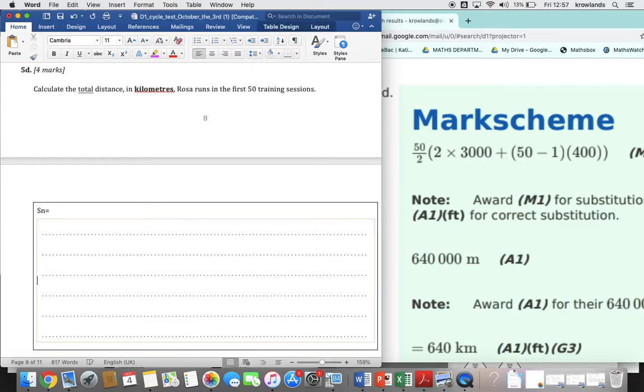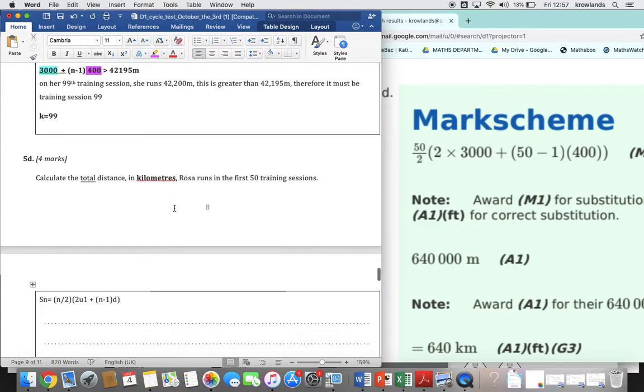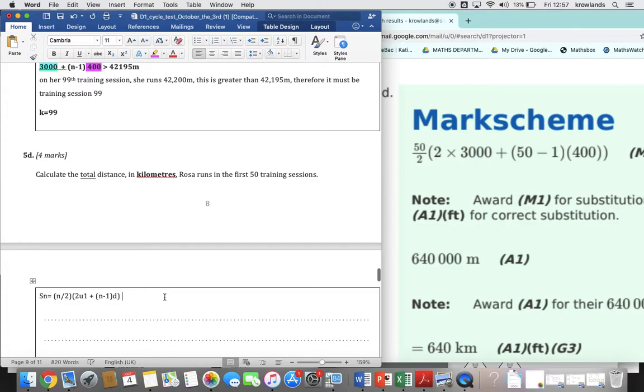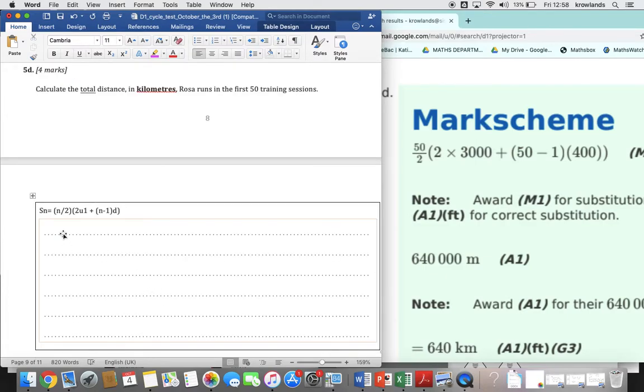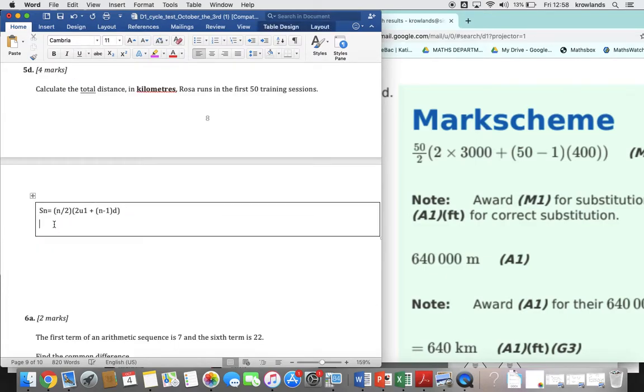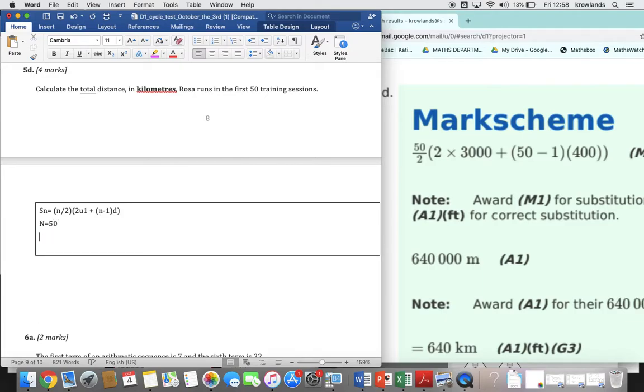S of n is equal to, I'm going to do n divided by 2. And this time I'm going to use the other formula we haven't used: 2 lots of u1 plus n minus 1d, close brackets. And all we've got to do is substitute in the correct values. So we know that n in this instance is going to be 50. N is equal to 50 because there are 50 training sessions.